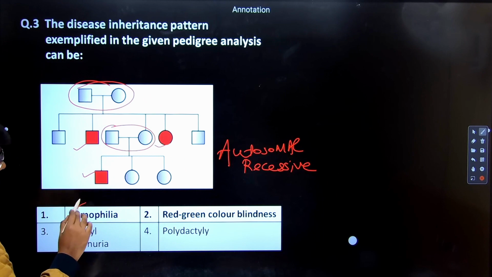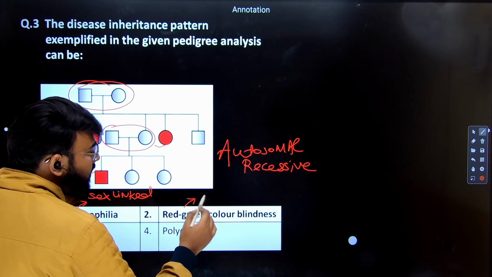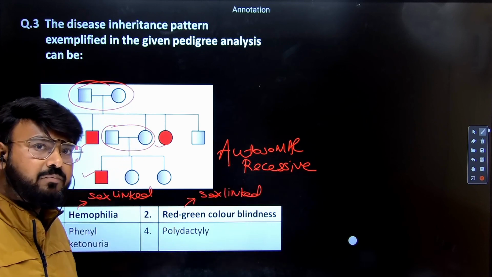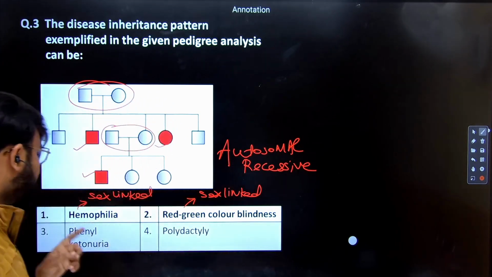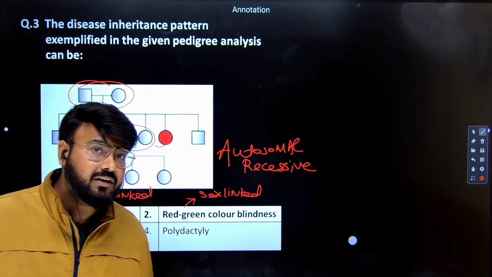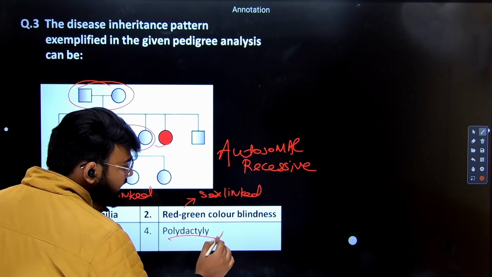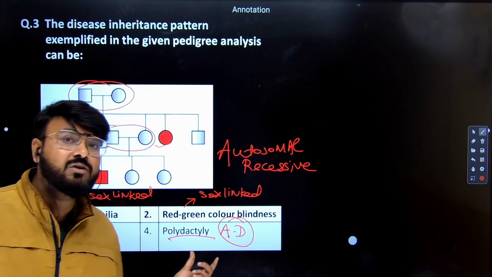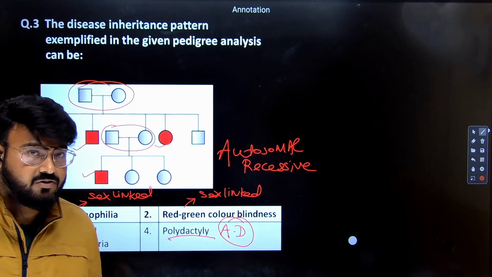Hemophilia is basically a sex-linked disorder. Color blindness also comes under sex-linked. For sex-linked, recessive and dominant, X-linked and Y-linked, all these we will discuss in the next video. Phenylketonuria, this is our answer because we have discussed phenylketonuria in the beginning. It is an example of autosomal recessive. Polydactyly is basically autosomal dominant. You can take a note of polydactyly also as an autosomal dominant, along with myotonic dystrophy.